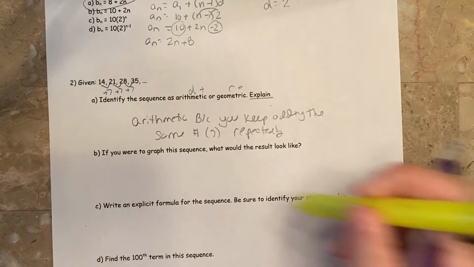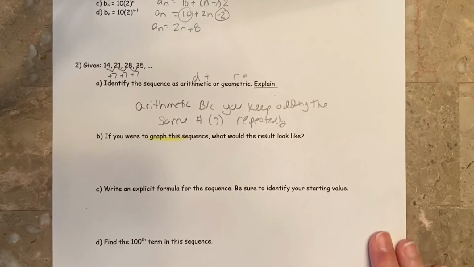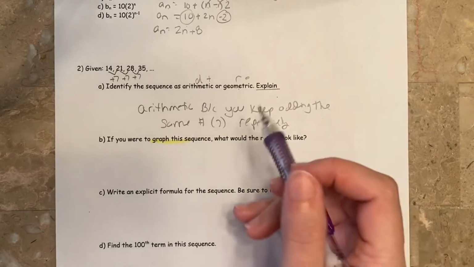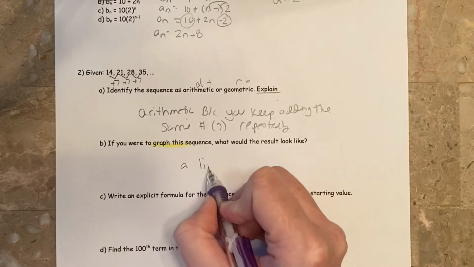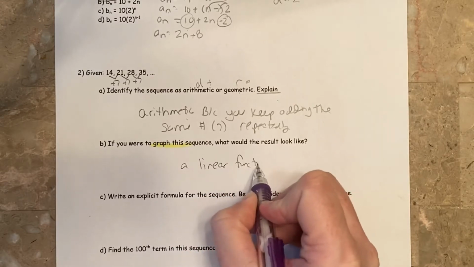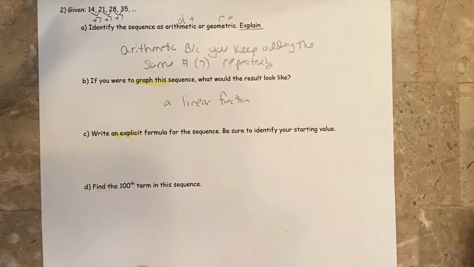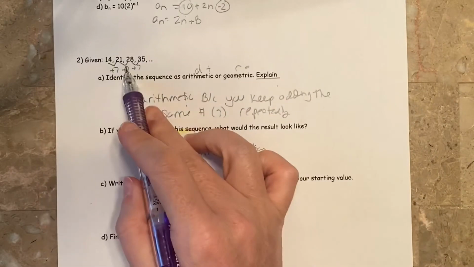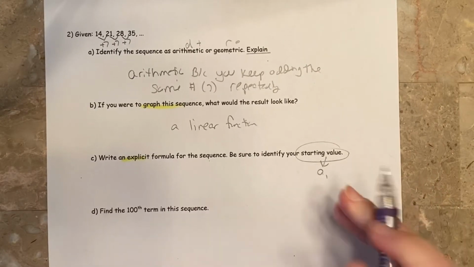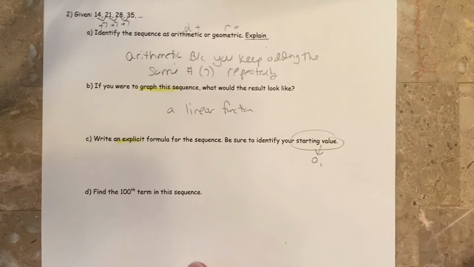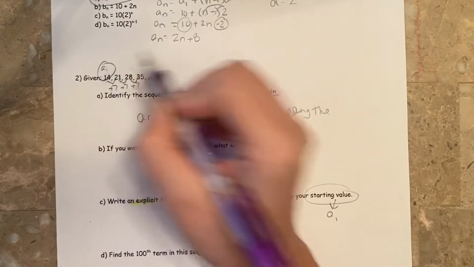If you were to graph this, that's really important that you know this. Hopefully, because of yesterday's lesson, I said it like a million times, and you definitely do understand it. If you graph arithmetic, arithmetic means linear, so you will get a linear function. Okay, explicit formula. Again, that just means a general formula for the sequence. Be sure to identify your starting value. The starting value for this, at least so far, is going to be a sub 1. It might change in the future, but starting value is what you start with, and that is the first number, a sub 1.